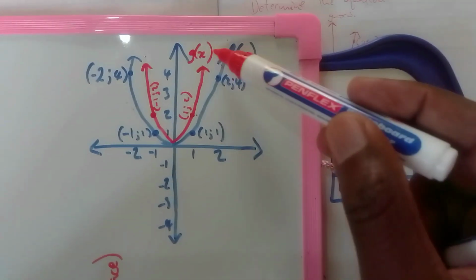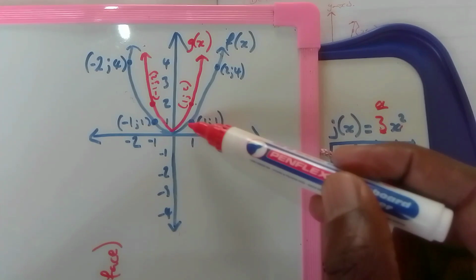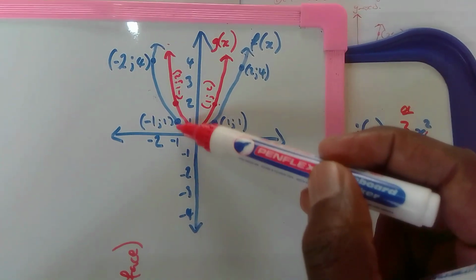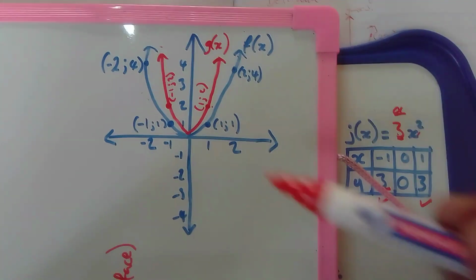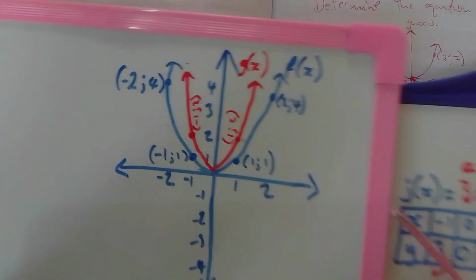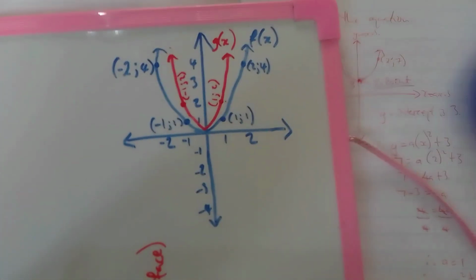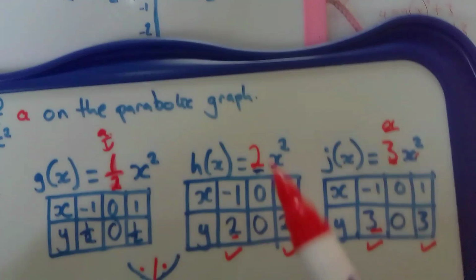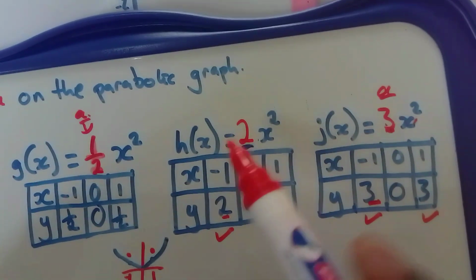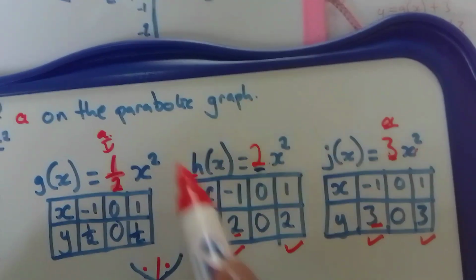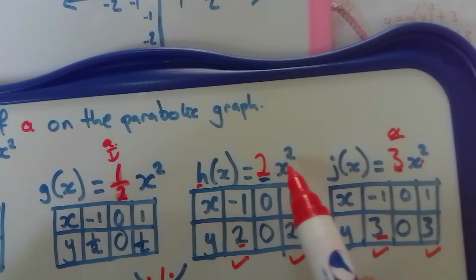Then we went to g of x. When x was +1, the y is 2. And when x was -1, the y is +2. This g of x is the same as the one which is represented here as 2x squared. The only thing which I did is that I changed the name. Here it was h, there I wrote it as g. But we're talking about this one.